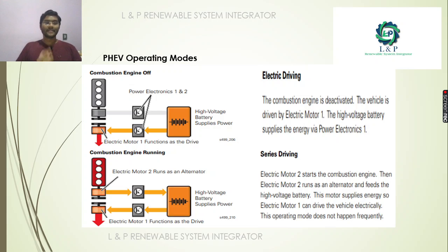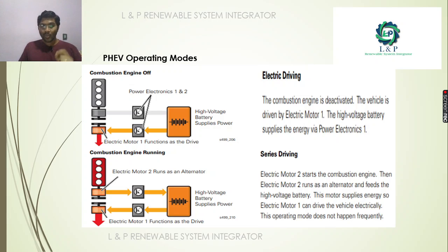See here, in this plug-in type hybrid electric vehicle, first, if the combustion engine is off, it takes the power from the high voltage battery, through this power electronics control panel, and it will supply to the electric motor 1. So the electric motor will function as a drive by getting the power from the high voltage battery.